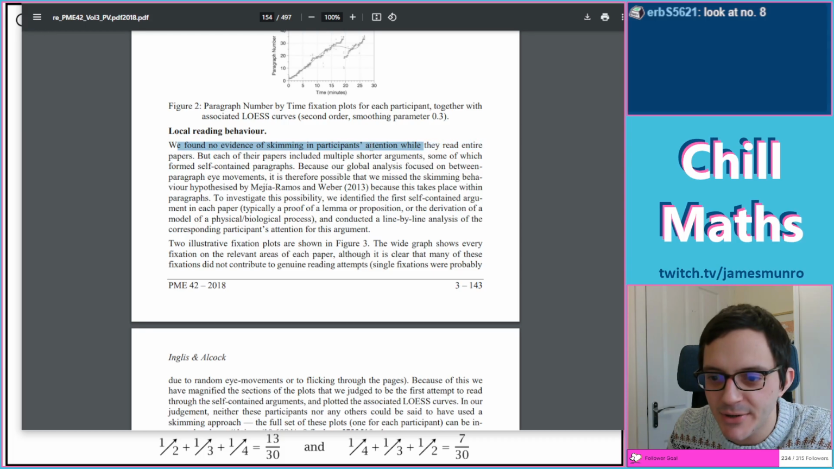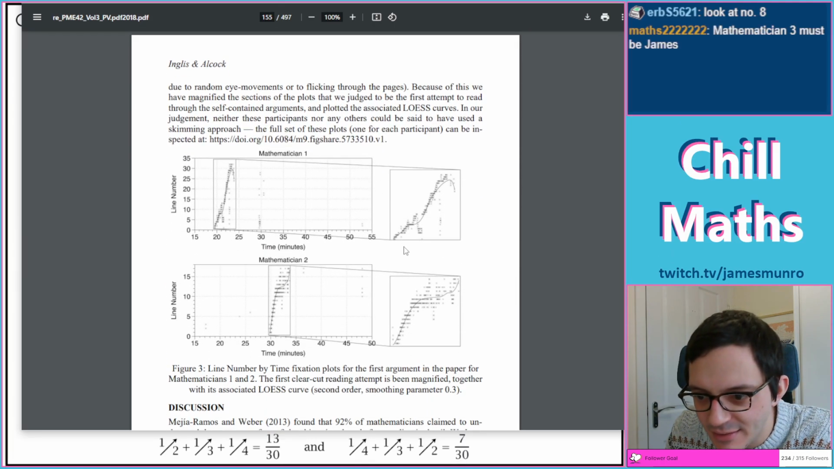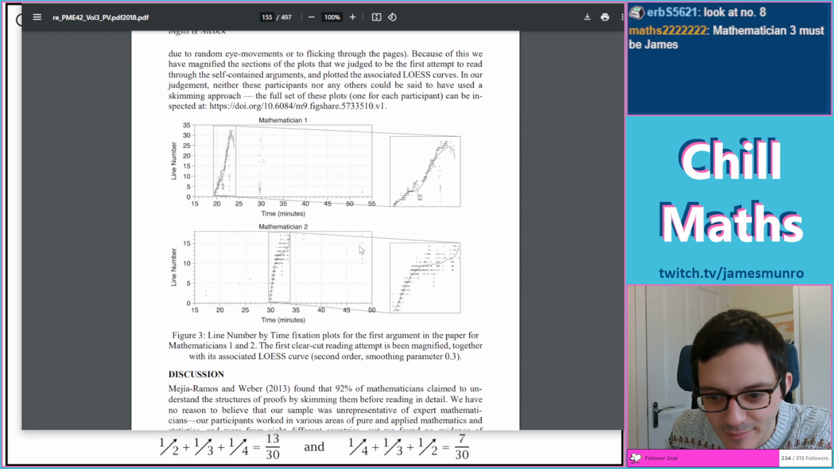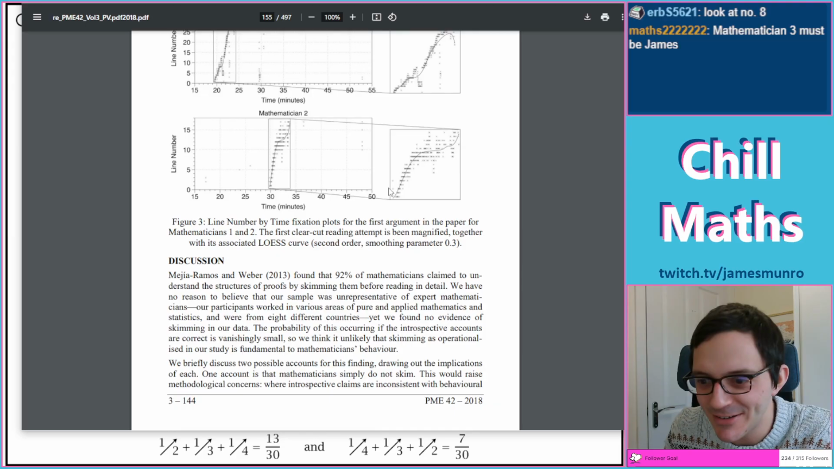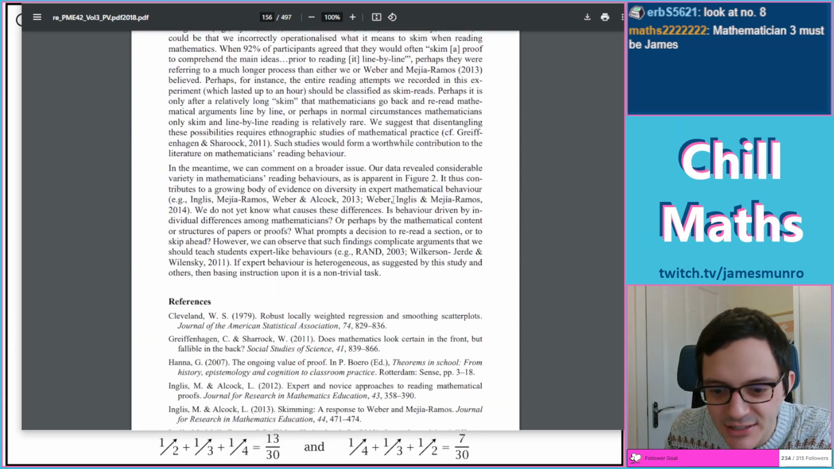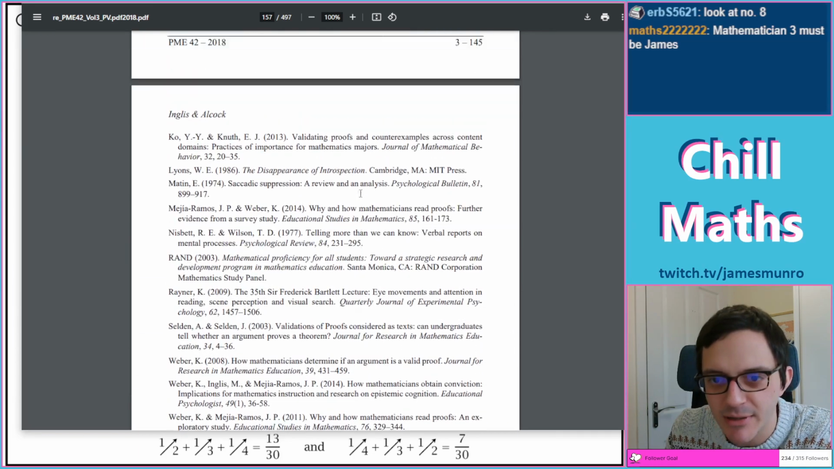No evidence of skimming in participants' attention while they read entire papers. Okay. Each of these shorter arguments, right? Okay, yeah, go back. That looks a bit more like it. Maybe going forwards and backwards. I'm pointing with my mouse rather than following the curve that they've drawn in the research paper. Okay, discussion. Oh, I thought you gave it to kids as well. This was not the chart I thought it was going to be with kids.